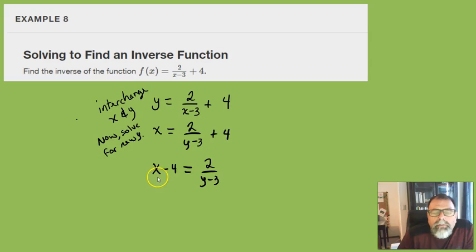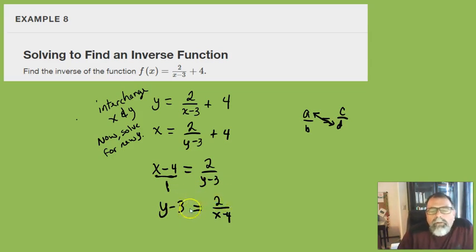And then, here's a shortcut for proportions that you should know. If I have a fraction equals a fraction, so I'm going to put this over 1 to make it a fraction, you can interchange the numerator and denominator across the equal sign. So I can put the y minus 3 up here and the x minus 4 down there. So I get y minus 3 over 1, which I don't need to write the over 1, equals 2 over x minus 4, and then to solve for y, I'm going to add the 3.